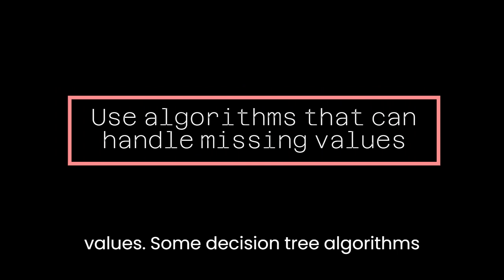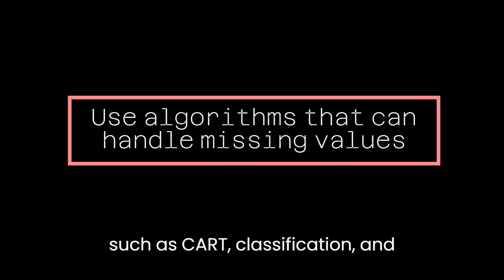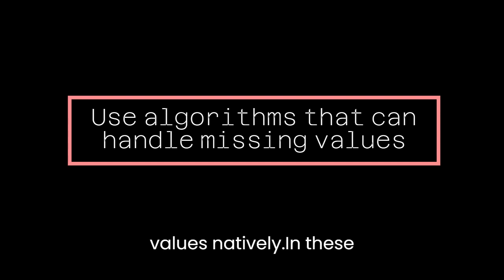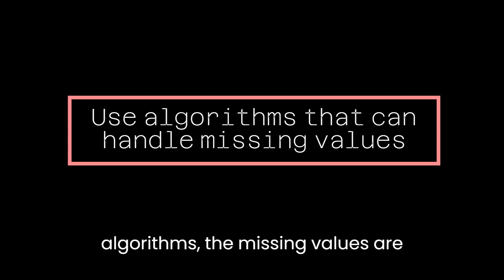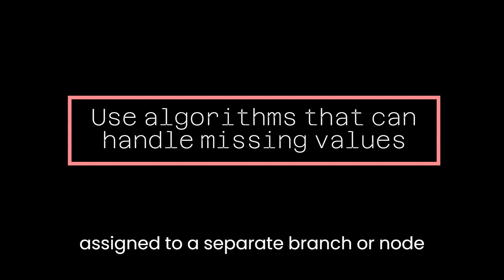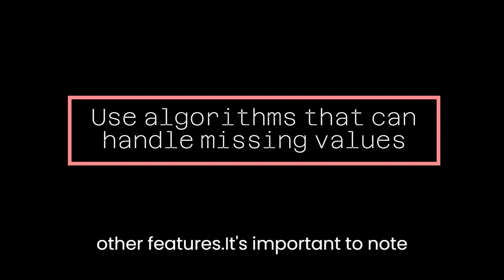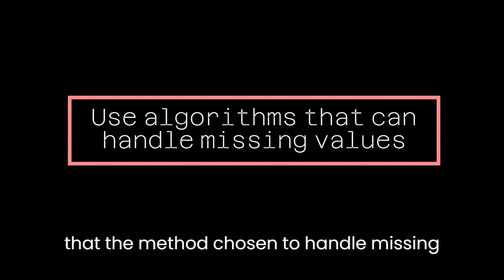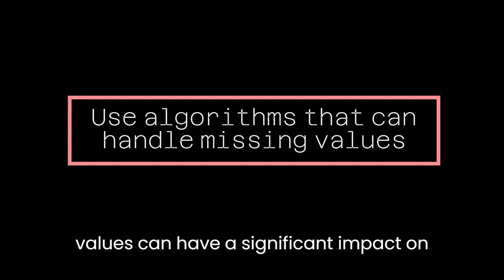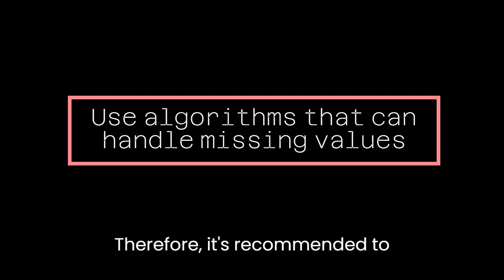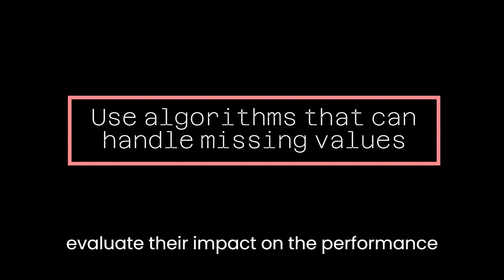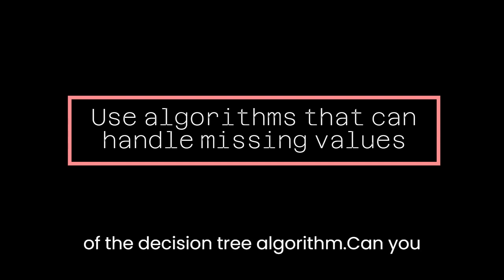Use algorithms that can handle missing values. Some decision tree algorithms, such as CART, classification and regression trees, can handle missing values natively. In these algorithms, the missing values are assigned to a separate branch or node based on their relationship with the other features. It's important to note that the method chosen to handle missing values can have a significant impact on the accuracy of the model. Therefore, it's recommended to experiment with different methods and evaluate their impact on the performance of the decision tree algorithm.